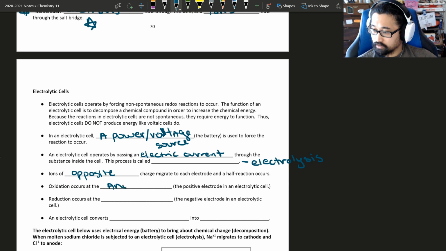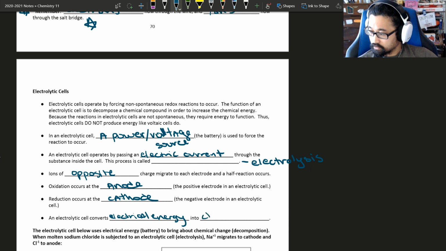Oxidation still occurs at the anode. Reduction still occurs at the cathode. And ox, red cat. Leo's a red cat. He's friends with an ox. Right? An electrolytic cell converts electrical energy into chemical energy.